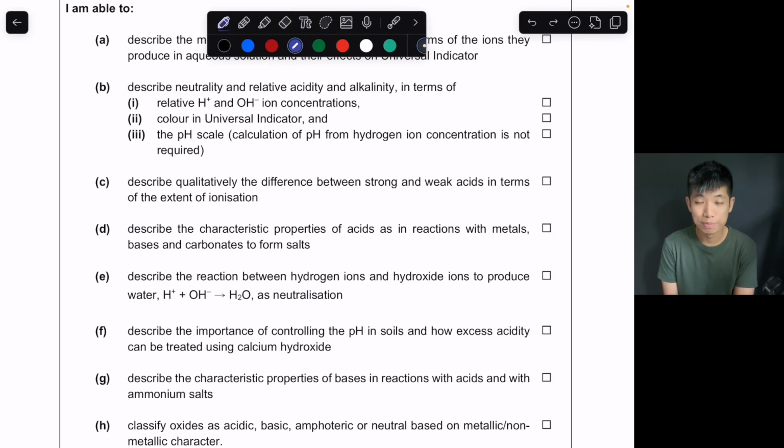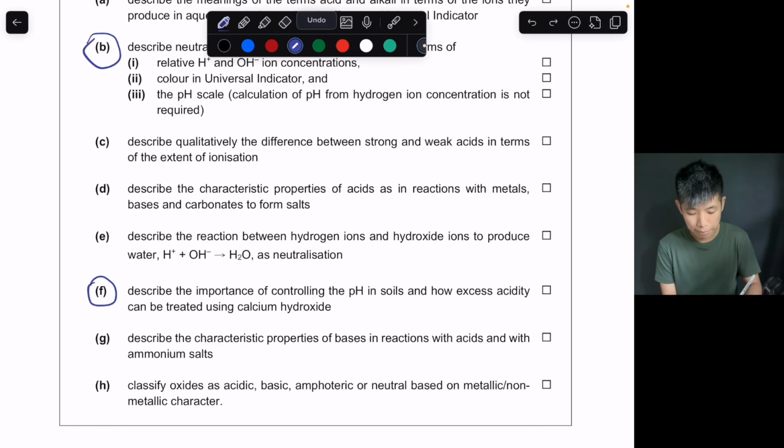Hi everyone, in this video we'll be covering the topic of pH and oxides. Looking at the learning outcomes, we'll be focusing on how pH relates to the concentration of H+ and OH- ions, the use of universal indicator as well as understanding the pH scale. We will also be understanding the application of pH in soil pH regulation, and we are going to also look at the types of oxides based on their metallic and non-metallic character.